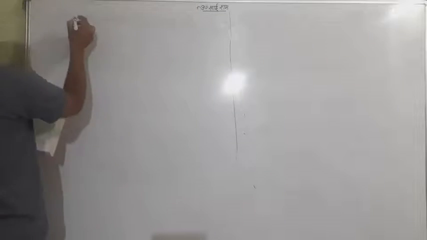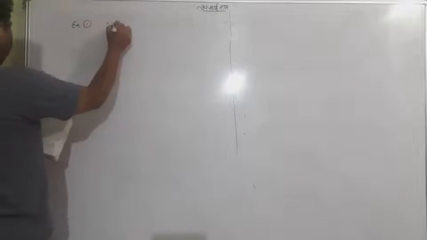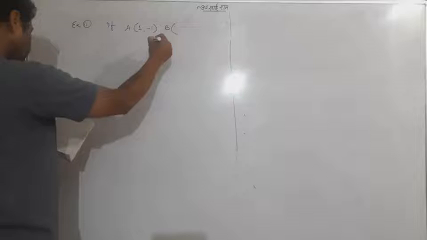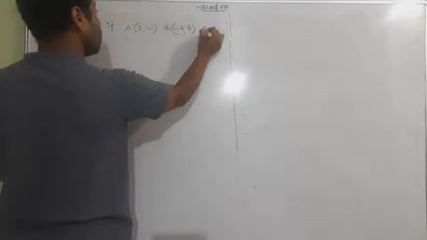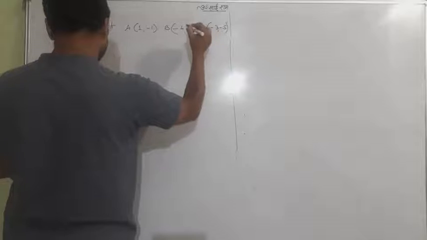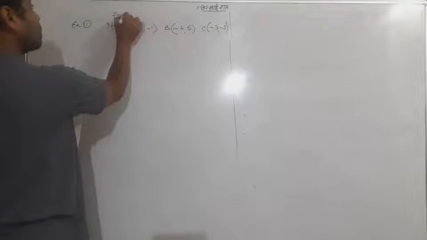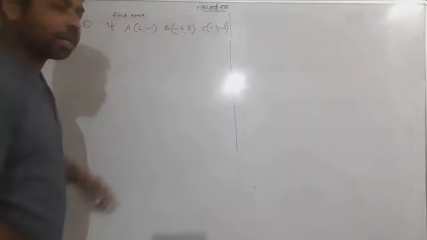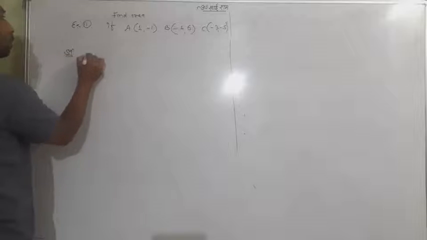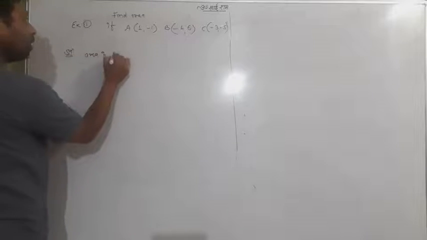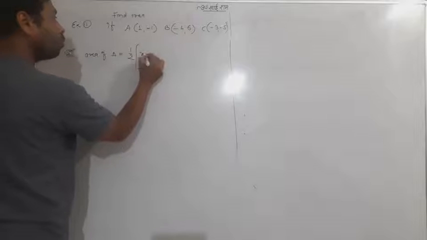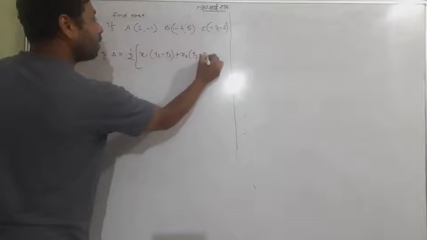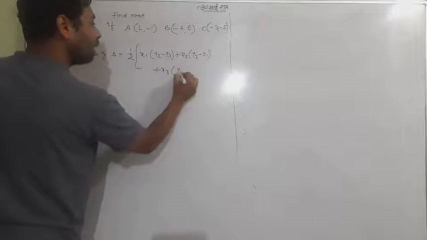This is example number 11. If A is (1, -1), B is (-4, 6), and C is (-3, -5), find the area. The question says find the area. We consider the triangle ABC and want to find its area. So we will write the solution. Area of a triangle is equal to half, and I want to write the formula: x1 (y2 - y3) + x2 (y3 - y1) + x3 (y1 - y2).